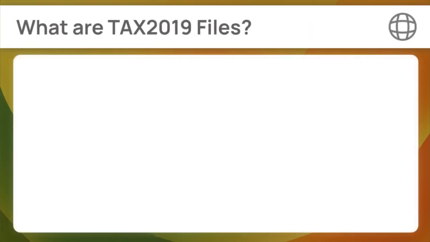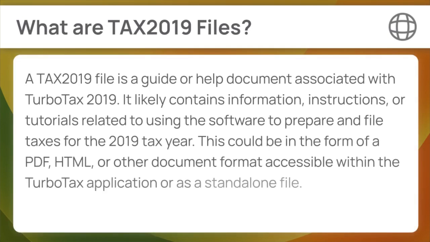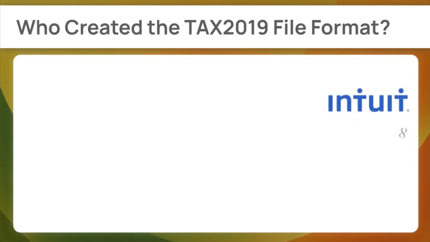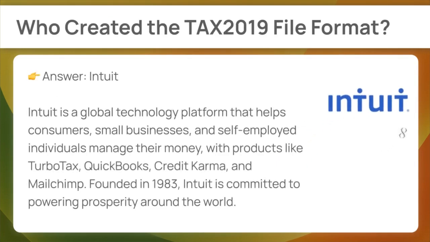A TAX2019 file is a guide or help document associated with TurboTax 2019. It likely contains information, instructions, or tutorials related to using the software to prepare and file taxes for the 2019 tax year. This could be in the form of a PDF, HTML, or other document format, accessible within the TurboTax application or as a standalone file.